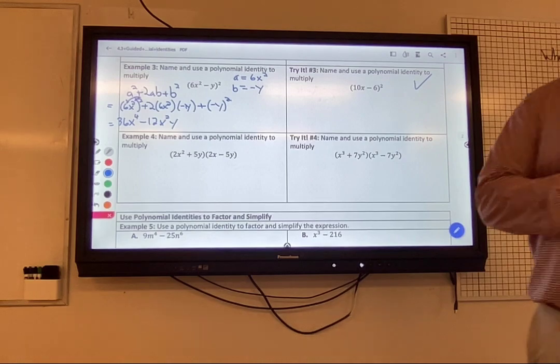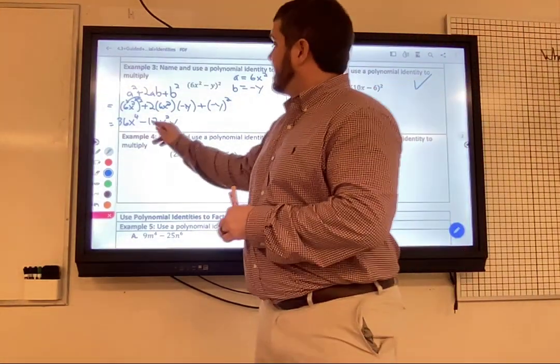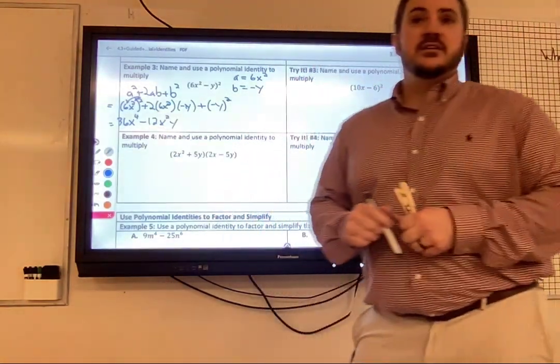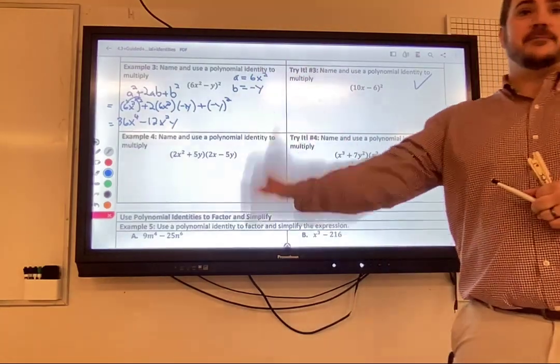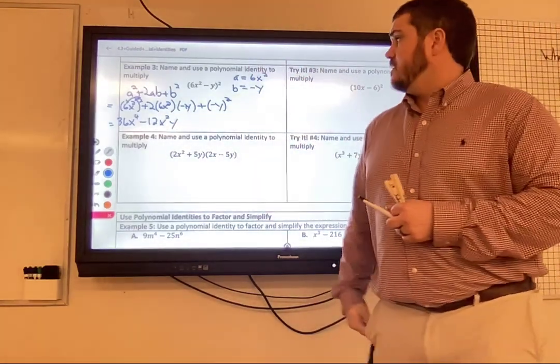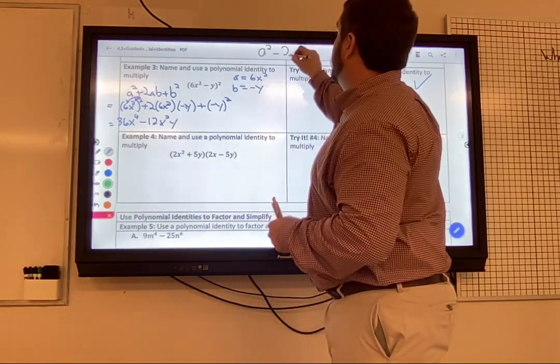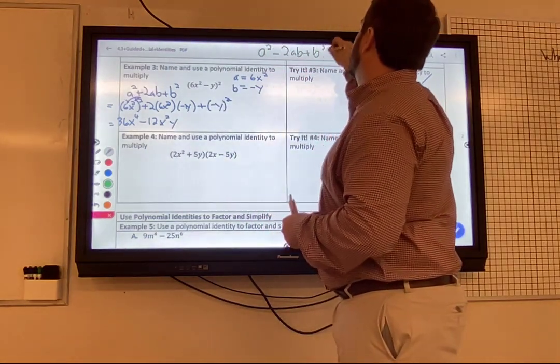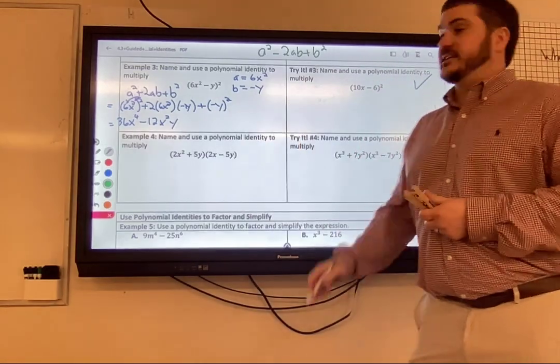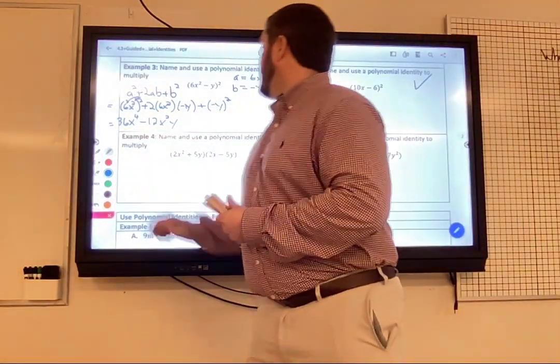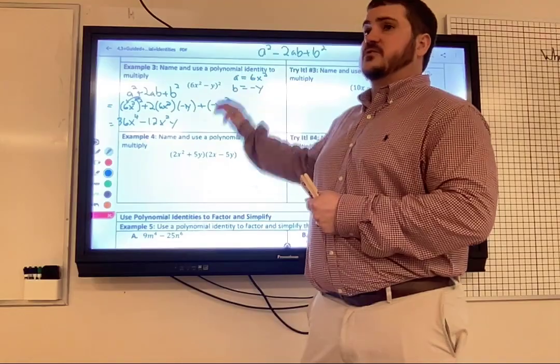It's the same thing as the previous example, except the sign in the middle is going to be negative. Some textbooks give a totally separate identity for that. If you did want to just use this identity, it would be minus 2ab plus b squared. But I say treat it the exact same. And then this last part, I got negative y squared.